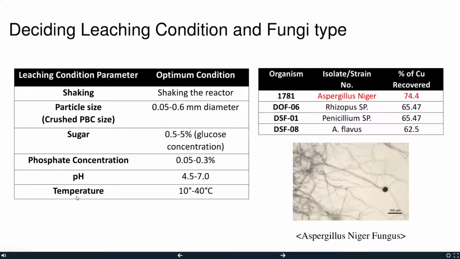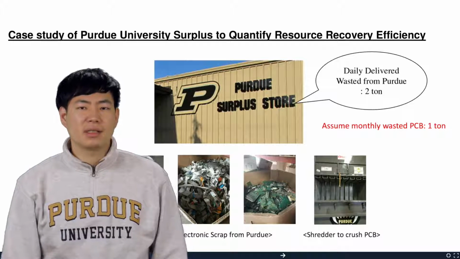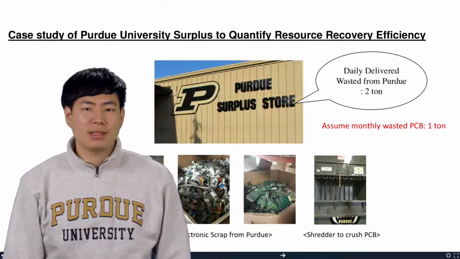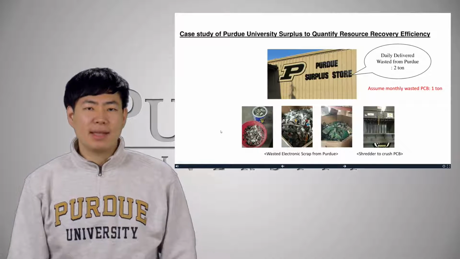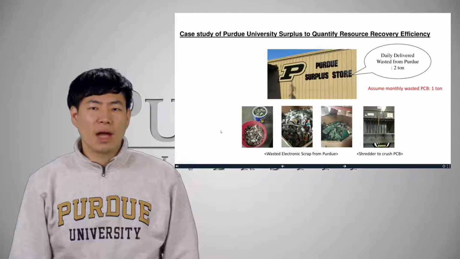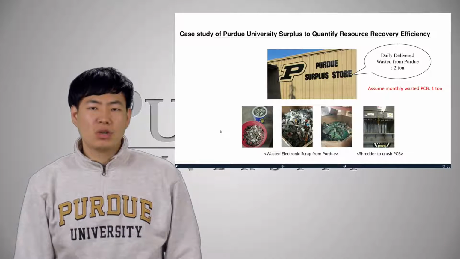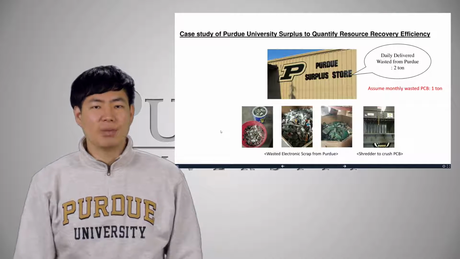So in order to quantify the resource efficiency, we use Purdue Surplus as a case study. Some team members visited the surplus and asked about the amount of PCB delivered from Purdue. They said they receive 2 tons of all kinds of used stuff every day. Based on this information, we assume that 1 ton of PCB is delivered to the surplus every month.